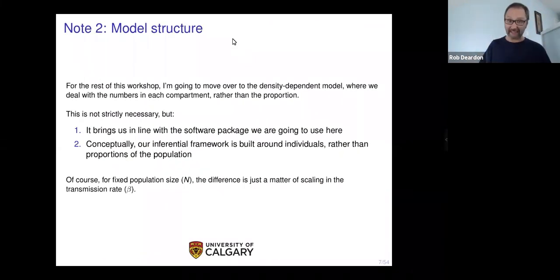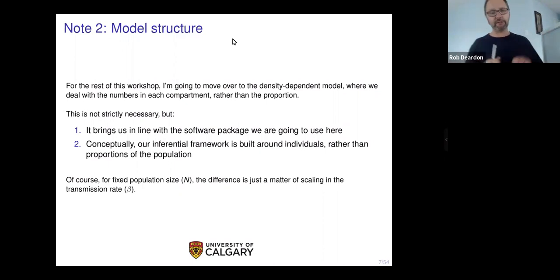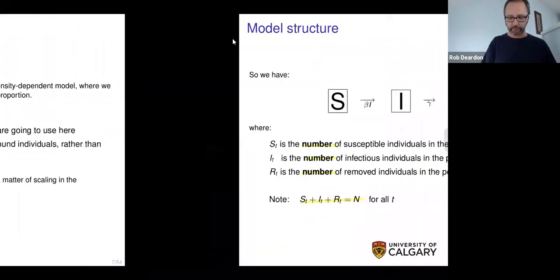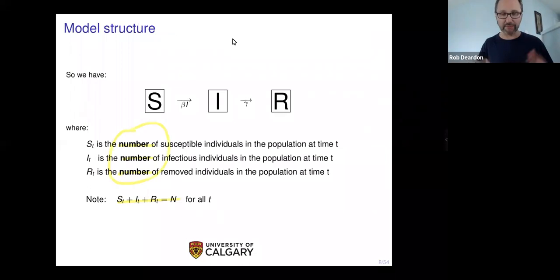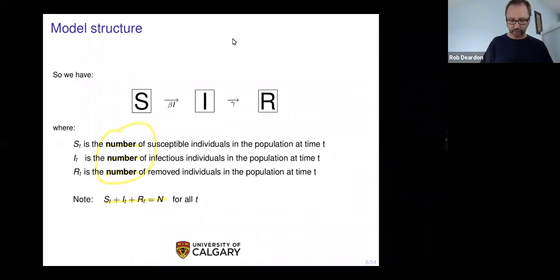this is not strictly necessary. Like I say, for the closed population, there's really no difference between the model except the scaling. But the software package, being individual level based, is set up in terms of individuals. And so is our inferential framework, right? It's built around what happens to individuals rather than proportions. But like I say, it's really just a matter of scaling. And I would argue that actually this is a more natural way to think of it anyway. It's the way I normally would think of it.